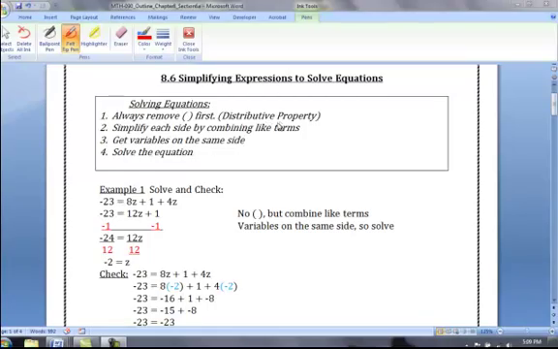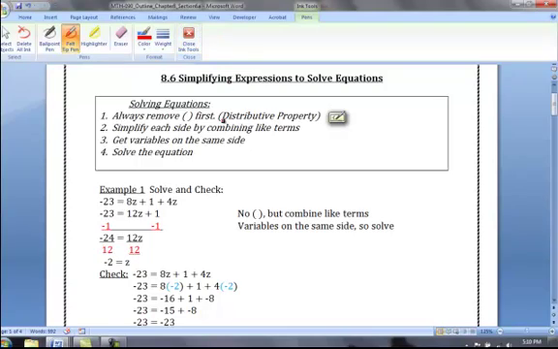Okay, today we're going to talk about solving equations that involve multiple steps. First, we're going to have to simplify the equations before we can solve them. So let's look at example 1 here. We have negative 23 equals 8z plus 1 plus 4z.